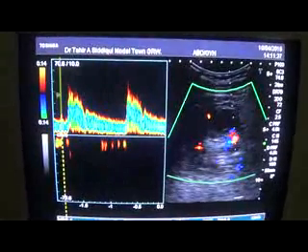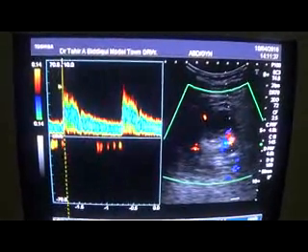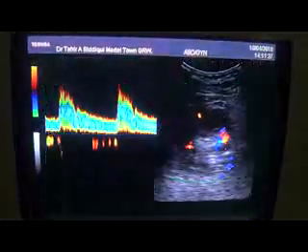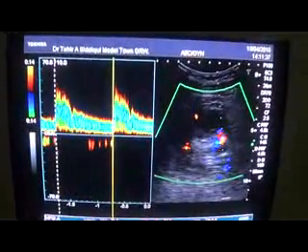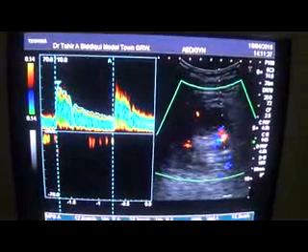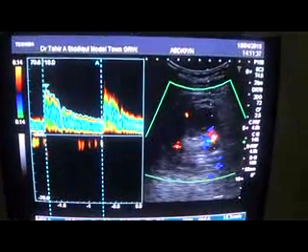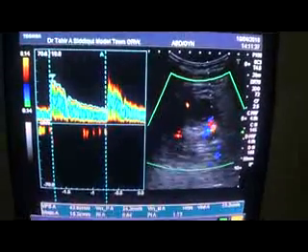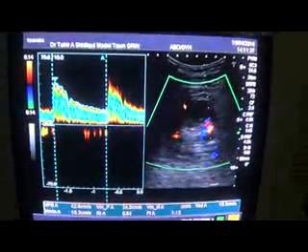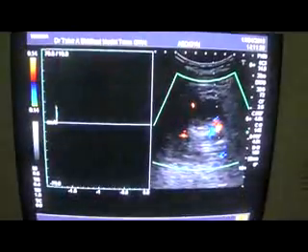Now, intersegmental renal artery, the resistive index is 0.60, up to 70 is normal. So PI is also, pulsatility index is also within normal.